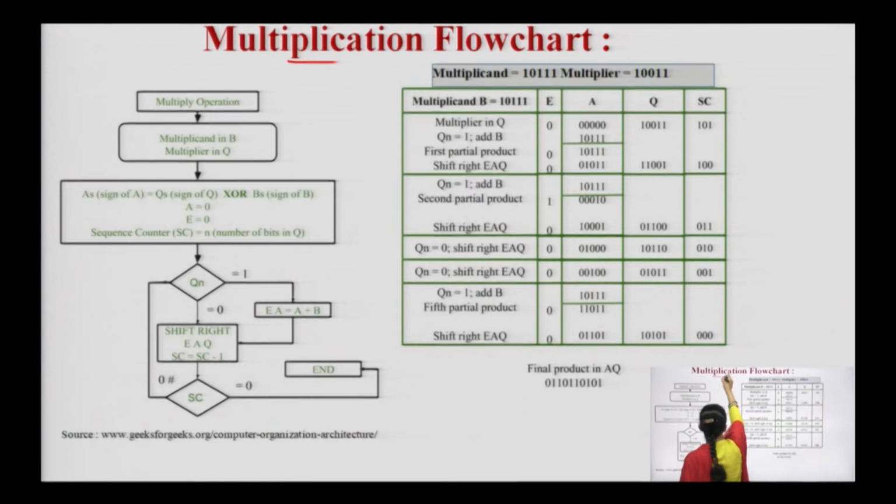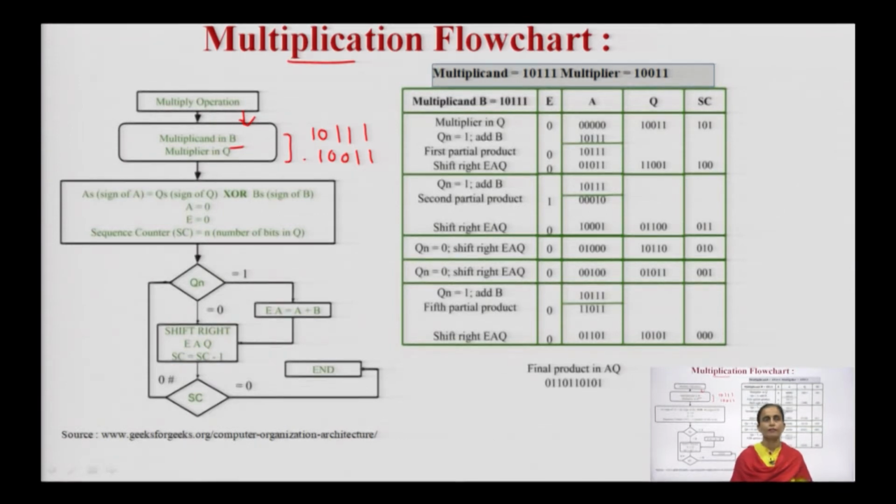The flow chart for this multiplication is discussed here. Here we have to perform the multiplication operation for two numbers. One number, the multiplicand, we have taken in B and the multiplier in Q. Suppose we are taking 10111 in B and 10011 as Q, our multiplier. As the number of bits in the multiplier is 5, the value of the sequence counter will be 5.